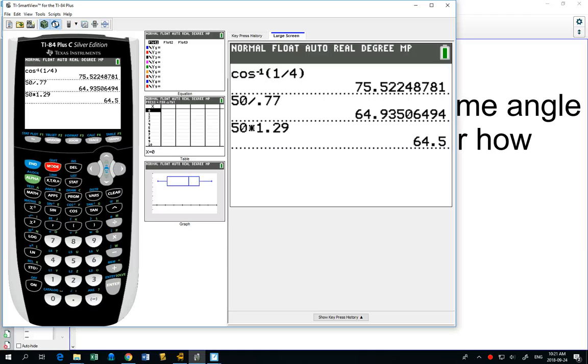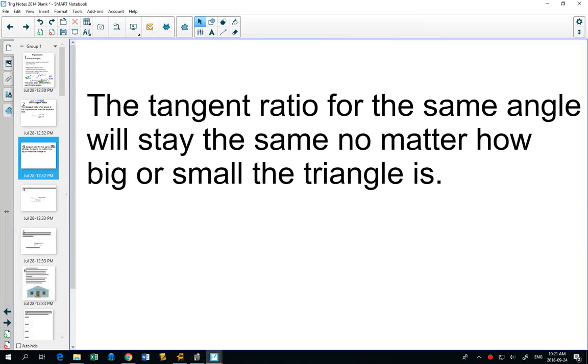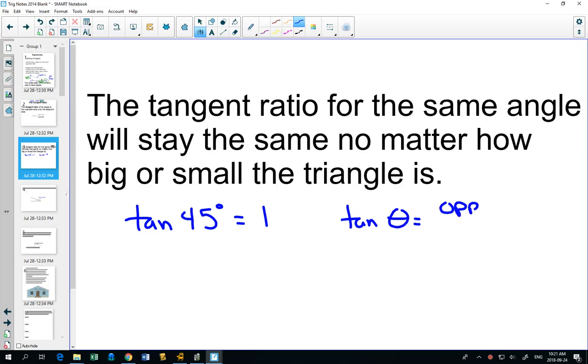So a very famous angle with tangent is 45 degrees. So if I go to my calculator and I type in tan of 45 and push enter, it tells me the ratio is equal to 1. So my calculator says tan of 45 degrees is equal to 1. So we have to say, well, what does this mean? What's the definition of tangent? The definition of tangent is that tangent of any angle is the opposite side divided by the adjacent side.